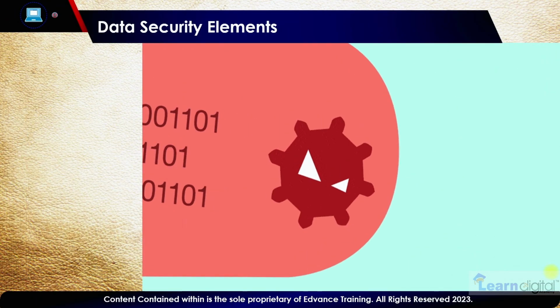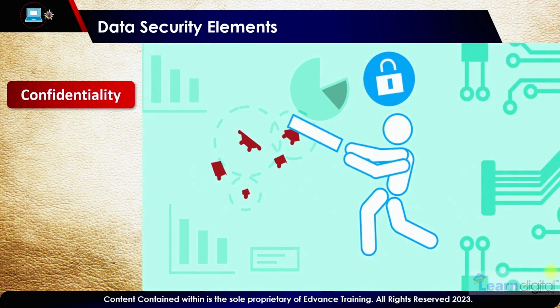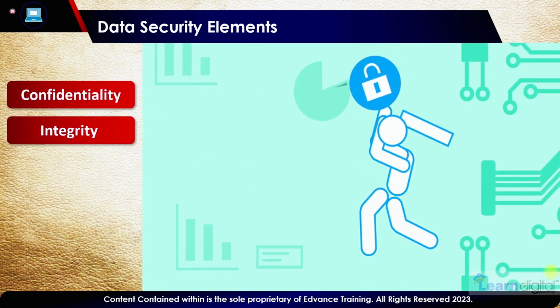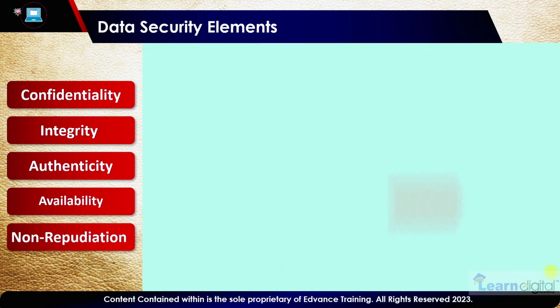So what are the security elements for data security? The first is confidentiality, integrity, authenticity, availability, and non-repudiation.